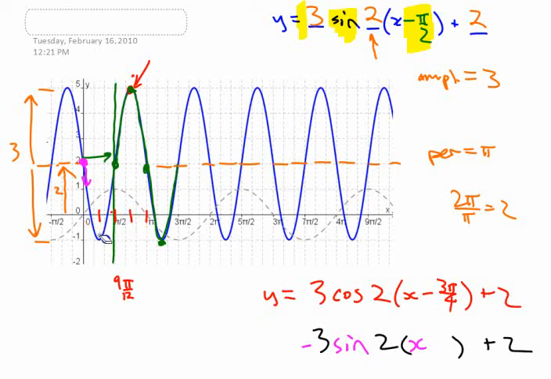All right. That's a warm-up that's got a question for you that's got a period of pi, something involving pi. Any questions about that?